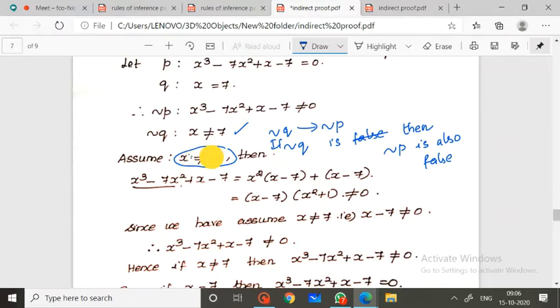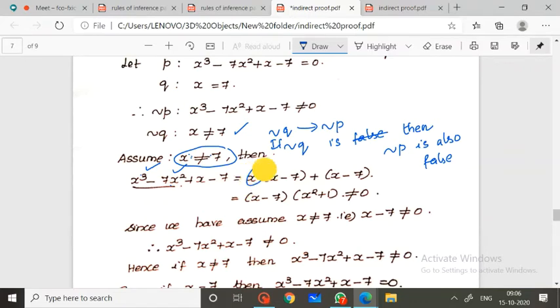So x not equal to 7 means I should get an answer that x cube minus 7x square plus x minus 7, that is, this statement. So now you can factorize this statement, isn't it? How will you factorize this statement? So in this x cube, first two terms, can we take x square outside?